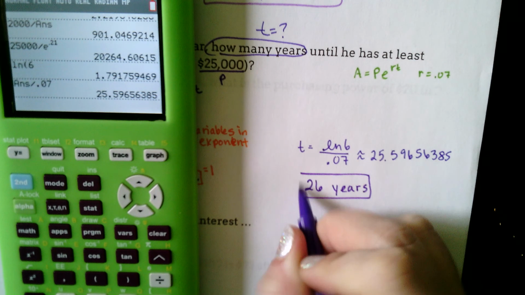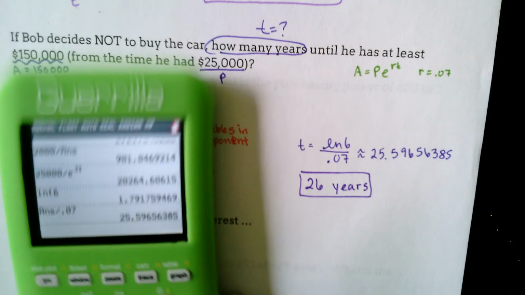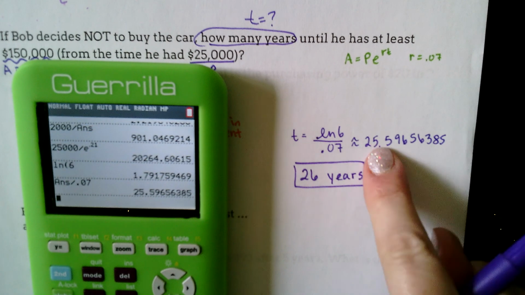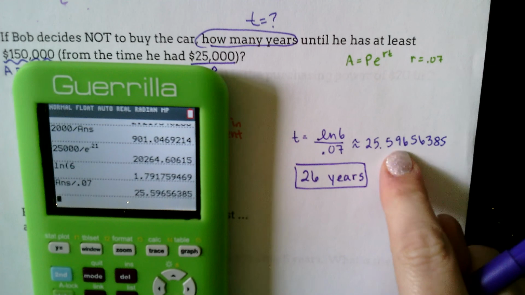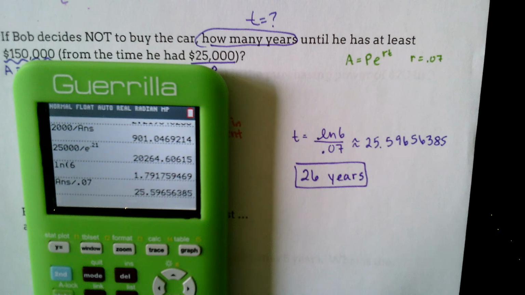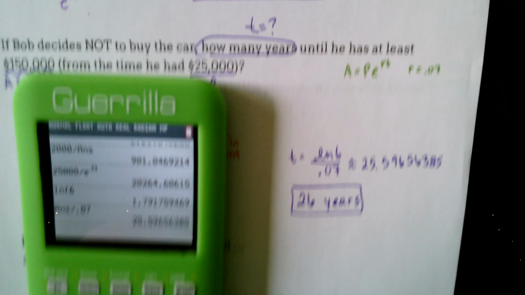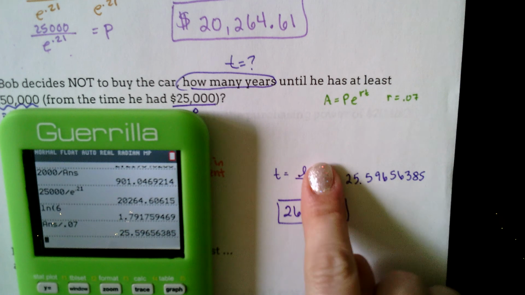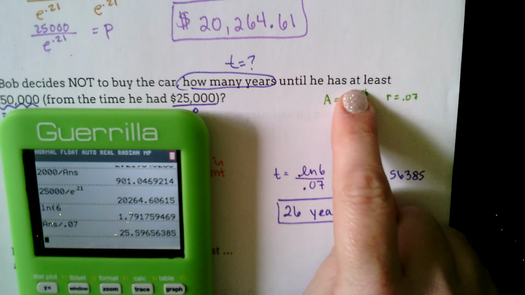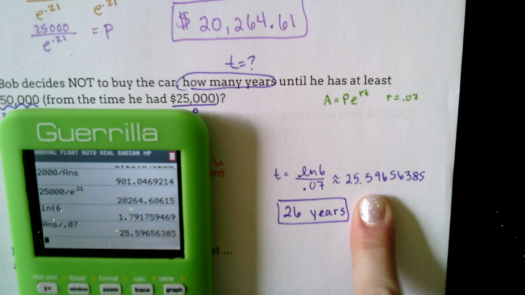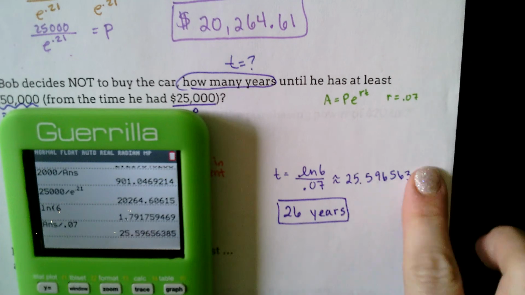Now, an interesting thing about these problems, when they want to know how many years until we have at least a certain amount, this is what I was talking about in a previous problem. Even if this had been 25.01, if we only wait 25 years, we're not going to have at least 150,000. We would have slightly less than 150,000. So in this type of problem where they ask you at least 150,000, you're going to have to round this up to the next year regardless of the decimals.